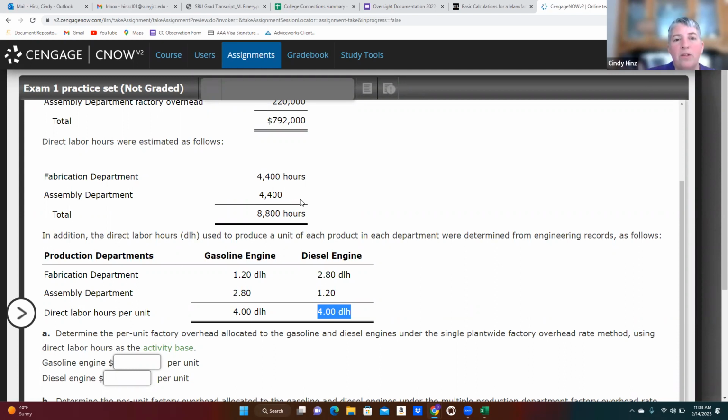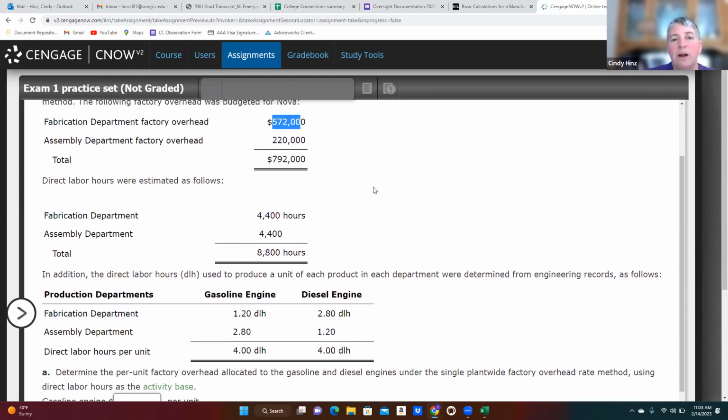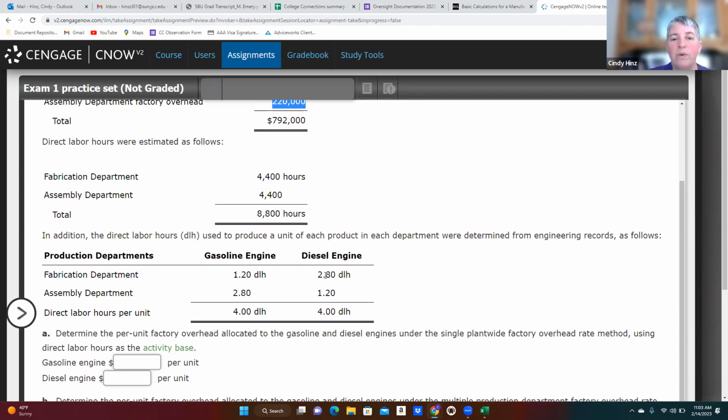But if we look at the costs here, the fabrication department costs a lot more than the assembly department does in terms of the overhead, right? So it's not quite, what is it, 2.5 times as much cost in factory overhead for fabrication. Well, which engine takes more time in fabrication? The diesel engine takes more time. And so even just looking at it without doing any math, it's clear to me that we should be applying more overhead to the diesel engine because it takes more work in the department that costs more.